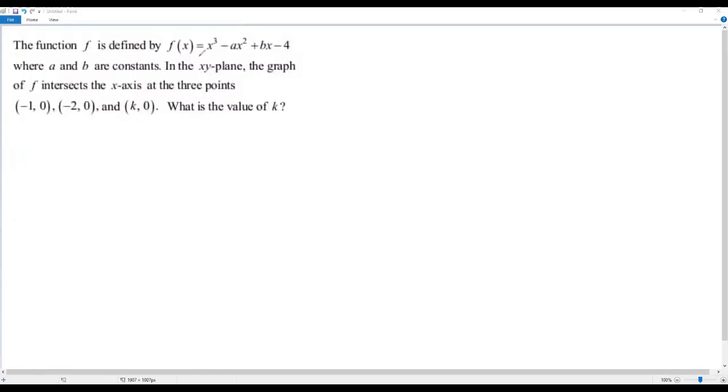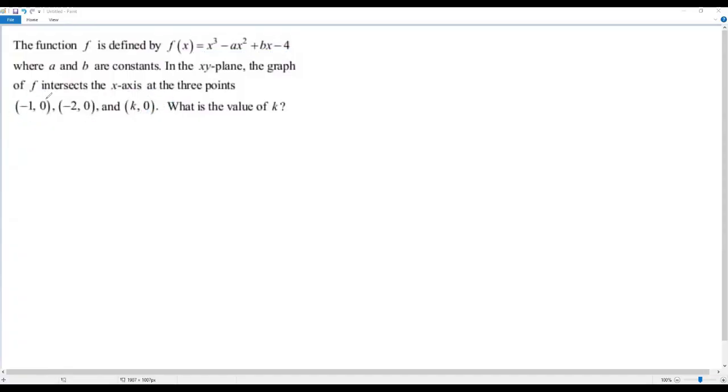Since f of x is a cubic polynomial, we can have a maximum of 3 linear factors for this cubic polynomial. Since the graph of f intersects the x-axis at 3 points, that is, we have 3 x-intercepts for the graph of the function f of x, we have 3 linear factors for this cubic polynomial. To get those 3 linear factors, we have to consider the given x-intercepts.